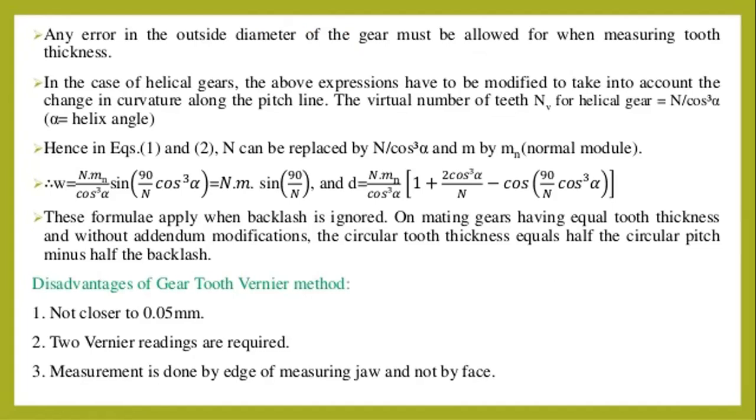Next, we are going to see the disadvantages of the gear tooth vernier method. This gear tooth vernier is not closer to 0.05 mm. Generally, the least count of the gear tooth vernier or vernier calipers is 0.02 mm, and two vernier readings are required. So when you are going to measure these gear teeth, you are going to take two vernier readings.